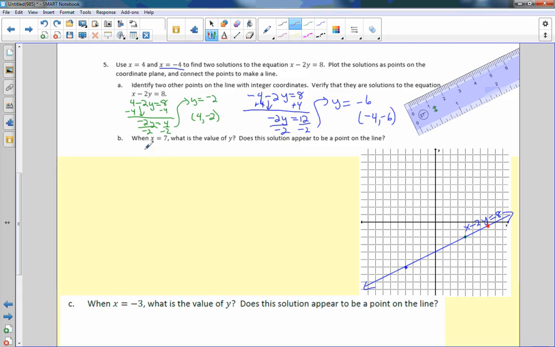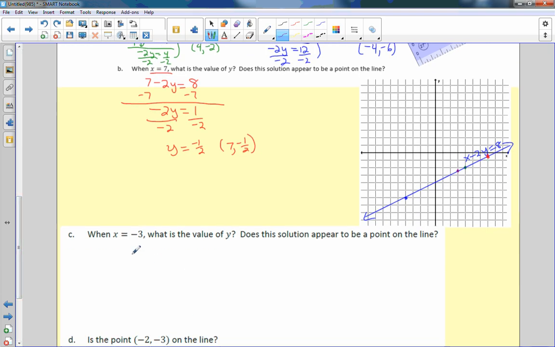So I'm going to do the equation, x minus 2y equals 8 with x equaling 7. 7 minus 2y equals 8. Subtract 7. Negative 2y equals 8 minus 7 is 1. Divide by negative 2, divide by negative 2, so therefore y equals negative 1/2 when x was 7. And sure enough, (7, -1/2). When x equals negative 3, what is the value of y? Well, if I go negative 1, 2, 3, and down here, it looks like a half. But let's make sure using our equation.